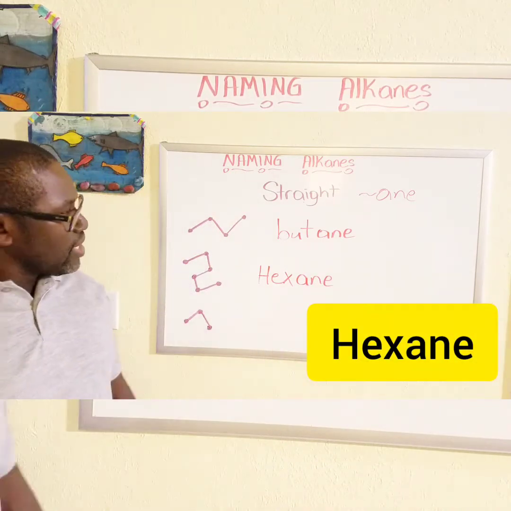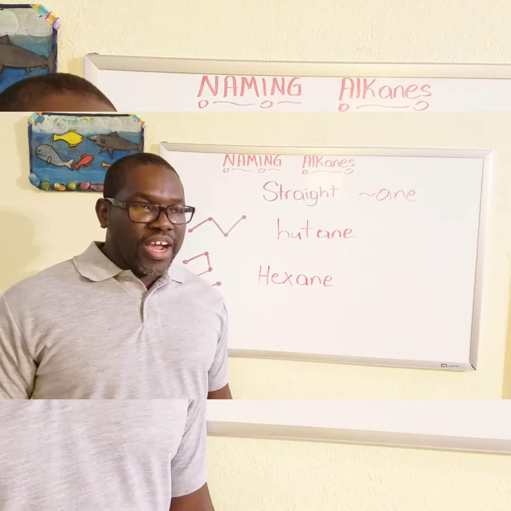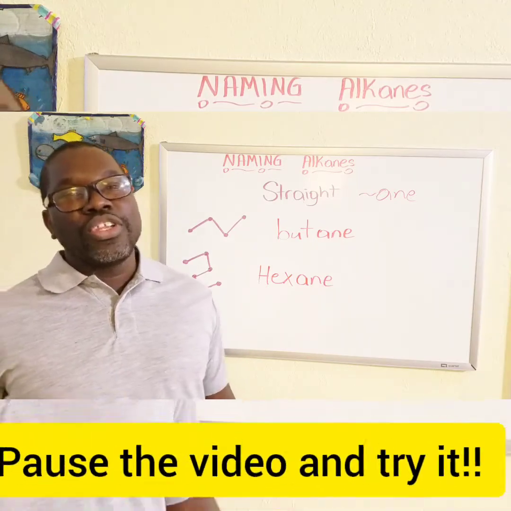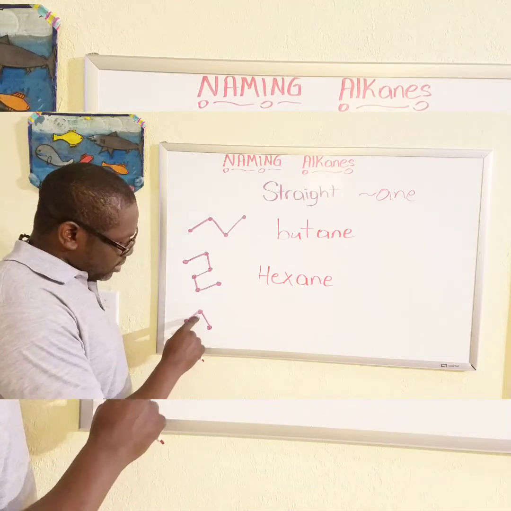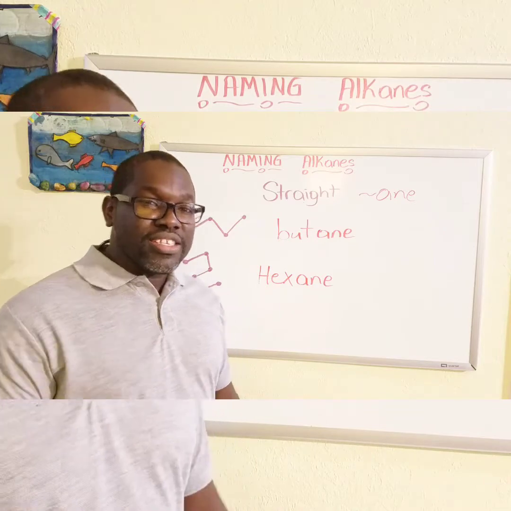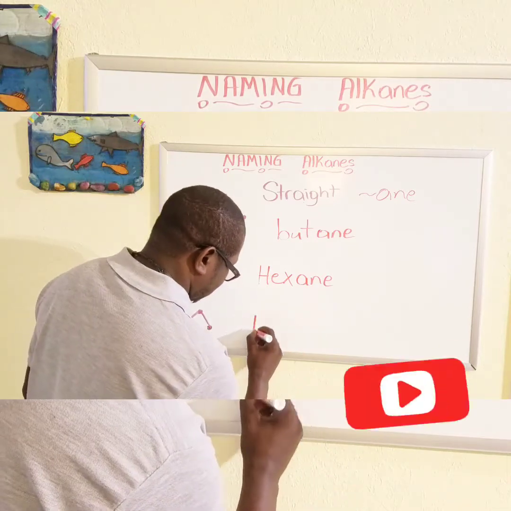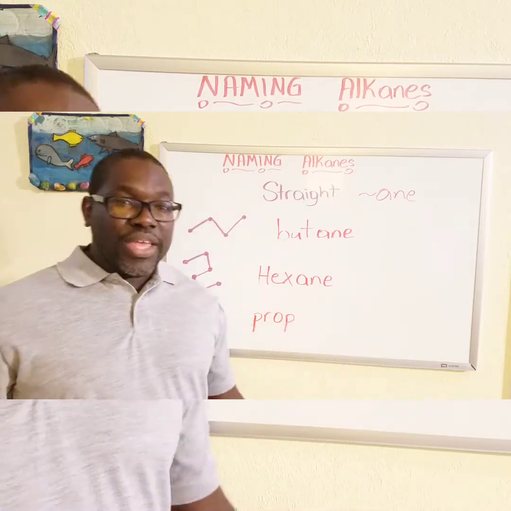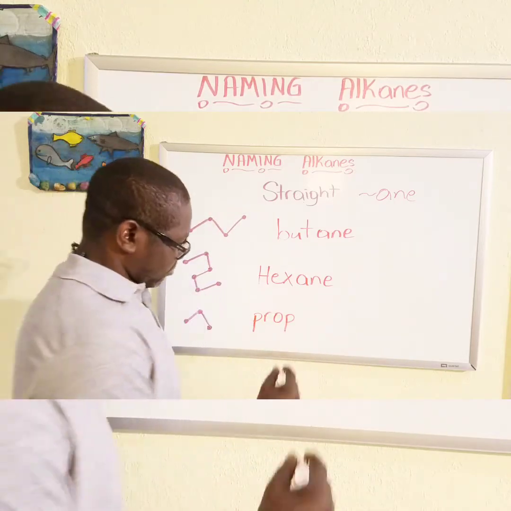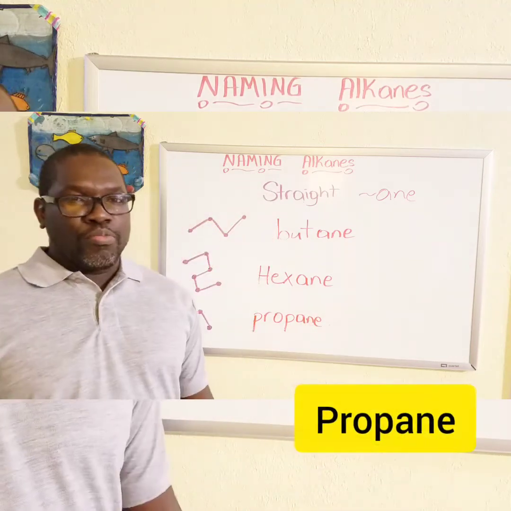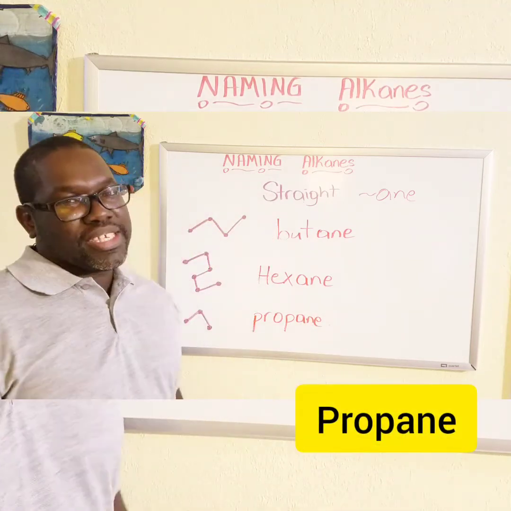There you go. That's very good. Doing well so far. Moving on. Our third example, same procedure. Count the number of dots. 1, 2, 3. And so the prefix for 3 is "prop". And then we add our suffix. Propane. It's as simple as that.